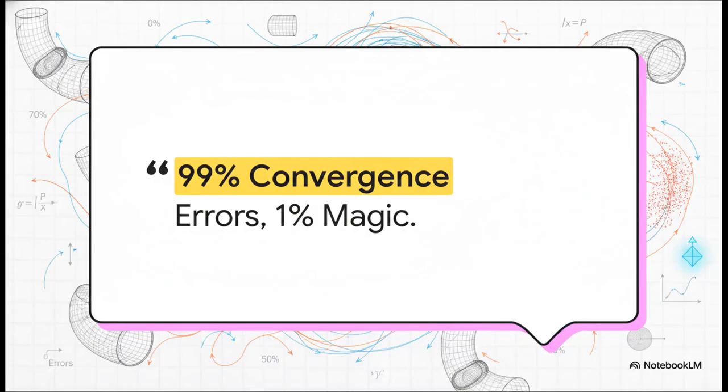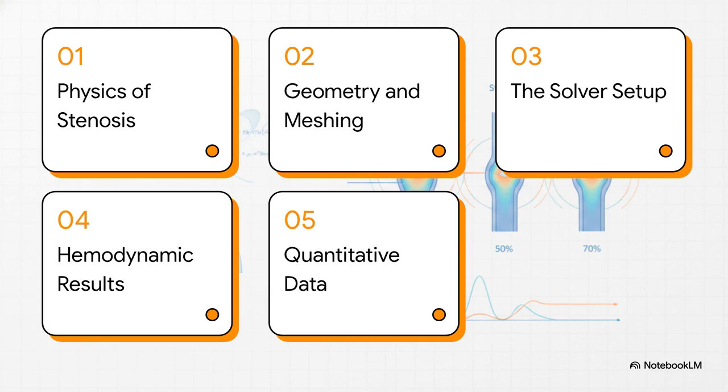But before we get into the heavy math, you know our guiding philosophy here, right? Computational fluid dynamics is 99% convergence errors and 1% magic. Our goal today is to strip away those errors and show you the absolute magic of a properly configured simulation. Here's our roadmap for today. First, the physics of arterial stenosis. Second, pre-processing, looking at geometry and meshing. Third, the solver setup. Fourth, analyzing the hemodynamic results. And finally, the quantitative data.